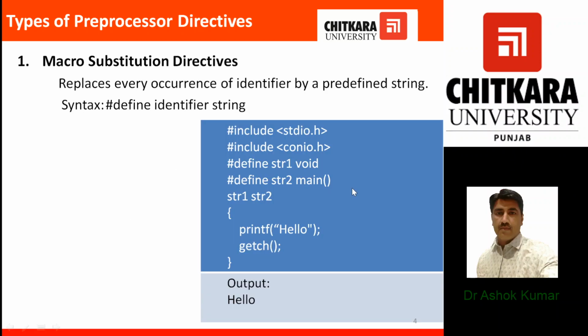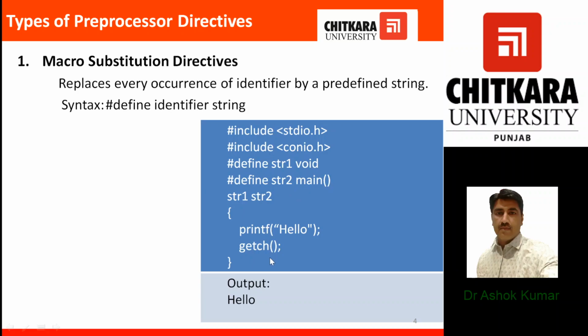First we are going to discuss the macro substitution directive, that is, how you define a macro. To define a macro, we start the macro definition with #define. As shown in this slide, #define is the macro substitution directive. Then we use an identifier, and after that we give the definition of the identifier. We have defined 2 identifiers here: str1 and str2. The definition of str1 is void, and the definition of str2 is main.